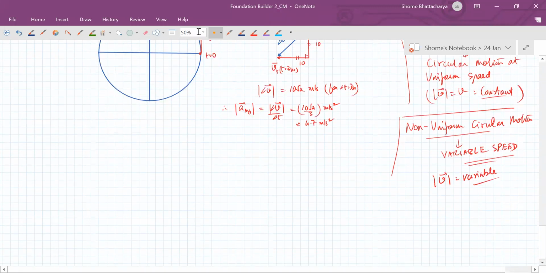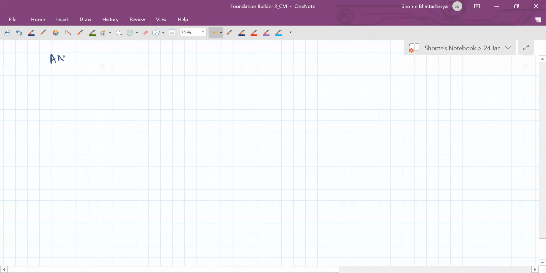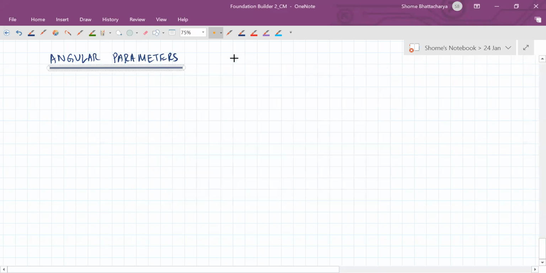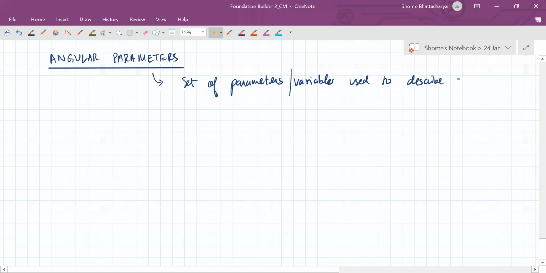Okay. Now we will come to a very important set of definitions in circular motion. Okay. And that is something called the angular parameters. So these are a set of variables used to define the circular motion. They are a set of parameters or variables used to describe the kinematics of circular motion.